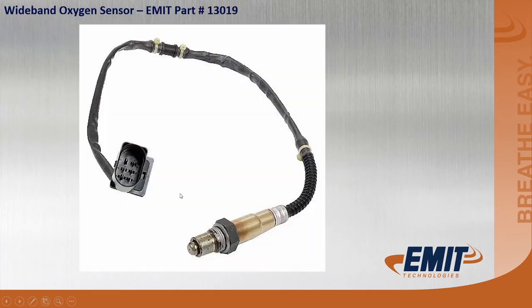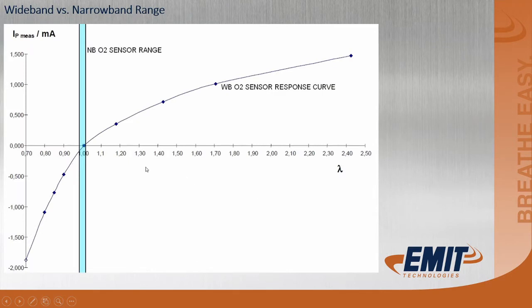Here's a wideband O2 sensor that we use for our wideband systems. This is just an example of the difference between a wideband and a narrowband. If we look at this, the narrowband is this turquoise window right here. That's all the bigger it is, 0.975 to 1, a lambda of 1.025, a very, very tight window.